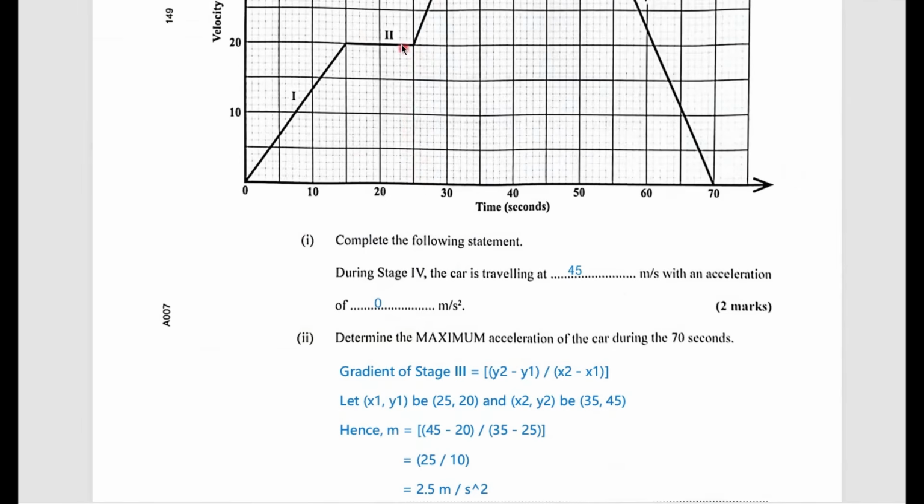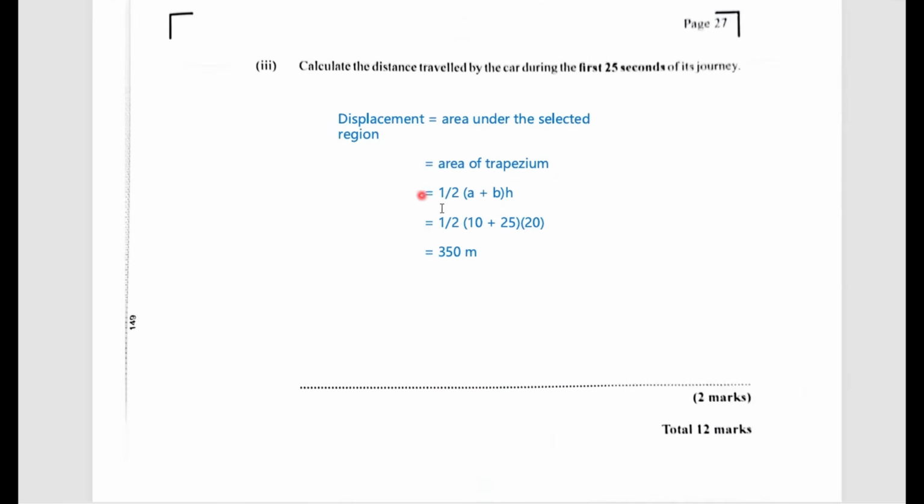Again, a will be the shorter side, that's 15 to 25, that's 10. All right, each block is 5, so that's 10 anyway. And down here, this is b, which is your base, that'll be 25. And your height is 20. So it's half of 10 plus 25, times 20. So that's 35 times 20 is 700, times a half is 350 meters.